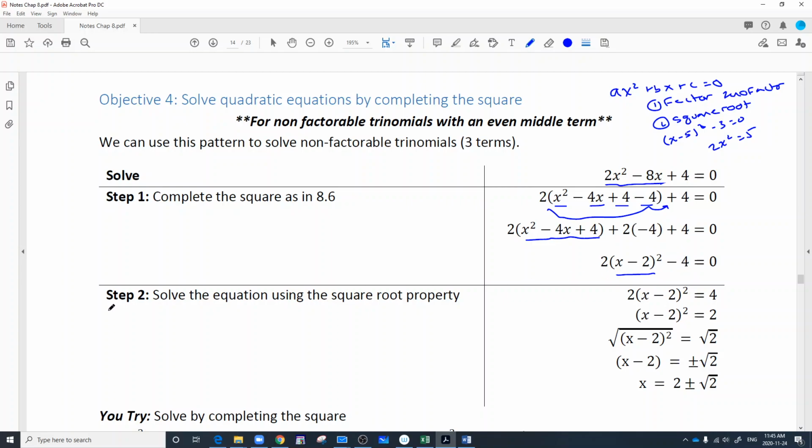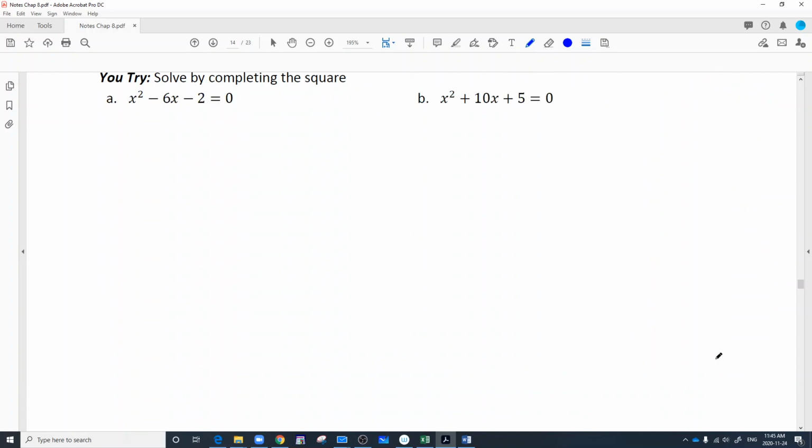So now, step 2, solve using the square root property. So really all we're doing is a first step to make it look like one that we can solve using the second method. And to do that, you're just going to isolate x. So you're going to divide by 2, then you're going to take the square root of both sides. When you take the square root, there's 2 answers, plus minus. Then you get x minus 2 is equal to plus minus root 2, and then you just add 2 and you're done. So let's try a few.